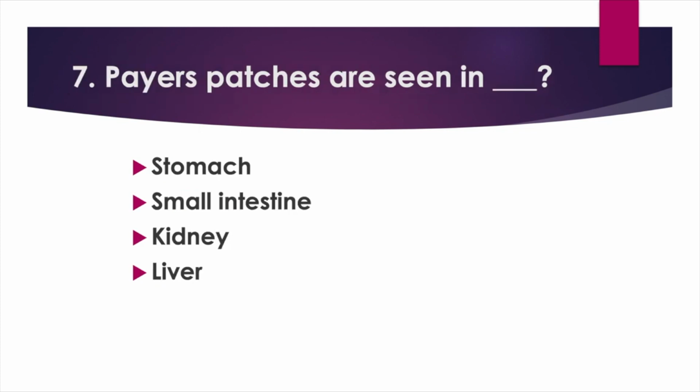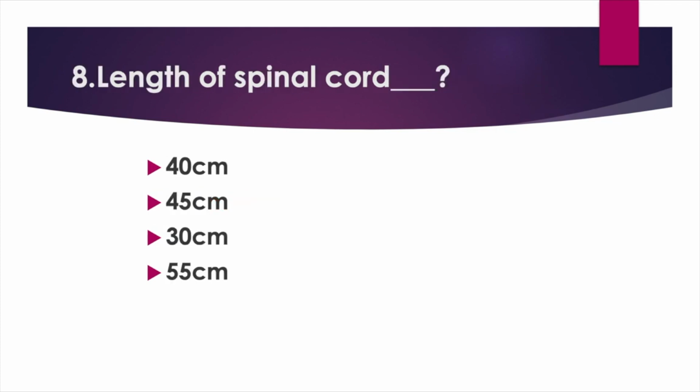Peyer's patches are seen in options: stomach, small intestine, kidney, liver. Answer: small intestine. Length of spinal cord. Options: 40 cm, 45 cm, 30 cm, and 55 cm. Answer: 45 cm.